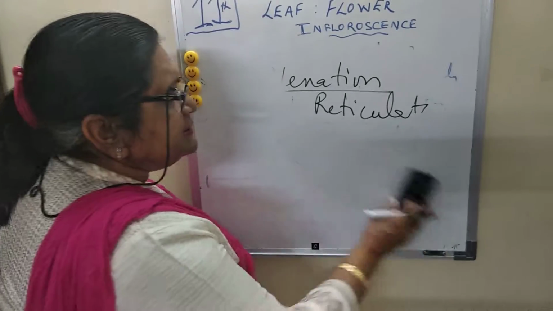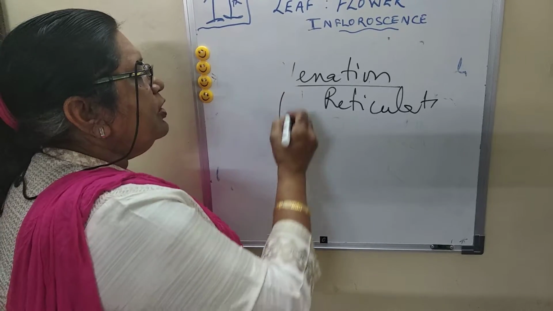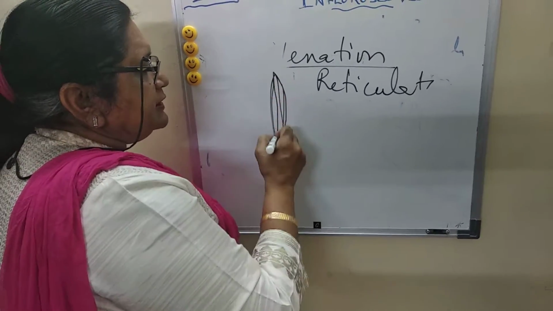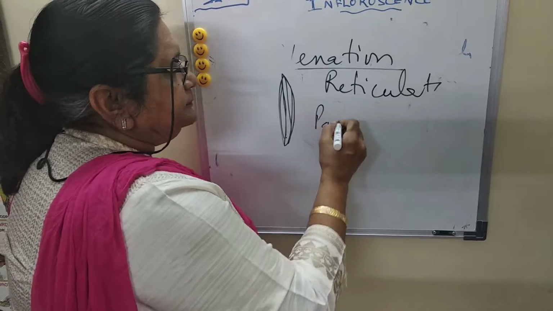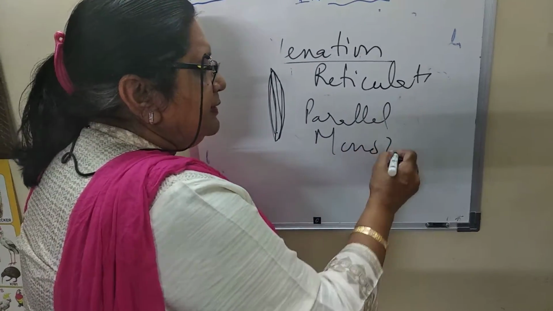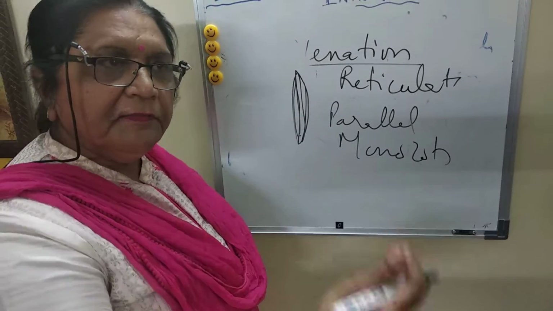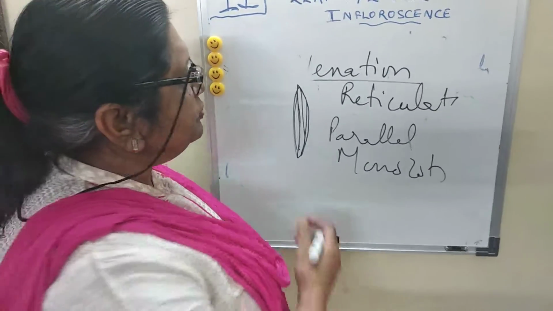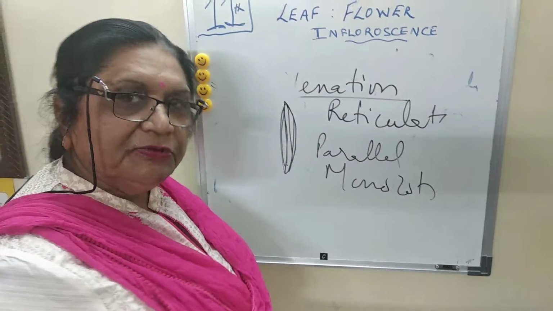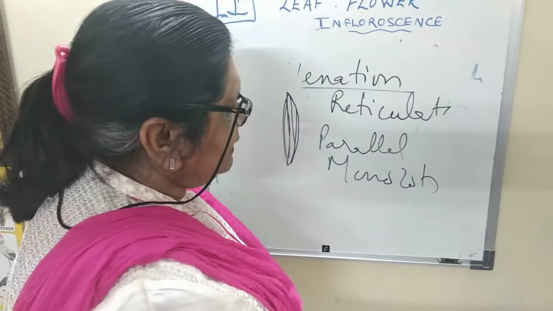Second, in case of monocots, the veins run parallel to each other. When they run parallel, then the condition is called parallel venation. So venation is of two types, reticulate and parallel venation.